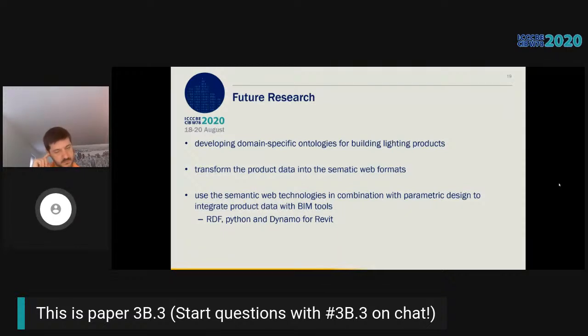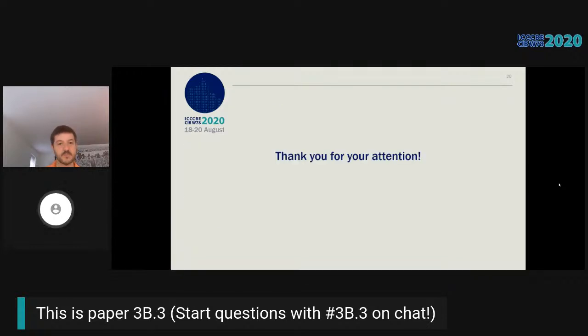For our future research, first, we are planning to develop a domain-specific ontology for building lighting products, and then to transform the product data that we gather from our case campaigns into the semantic web format, and then to use the semantic web technologies in combination with parametric design to integrate product data with BIM tools. Thank you for your attention.